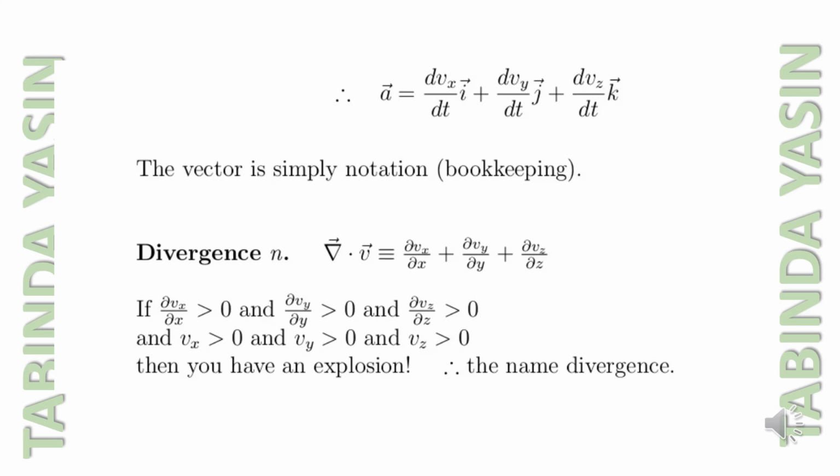The vector is simply notation bookkeeping, so divergence is written as del dot v, equivalent to partial vx over partial x plus partial vy over partial y plus partial vz over partial z. If partial vx over partial x is greater than 0, and partial vy over partial y is greater than 0, and partial vz over partial z is greater than 0, then you have an explosion, hence the name divergence.